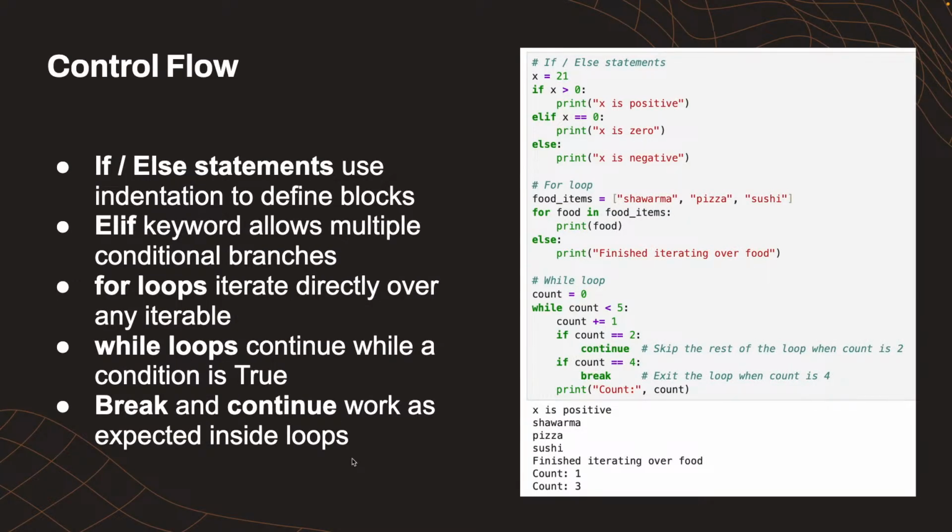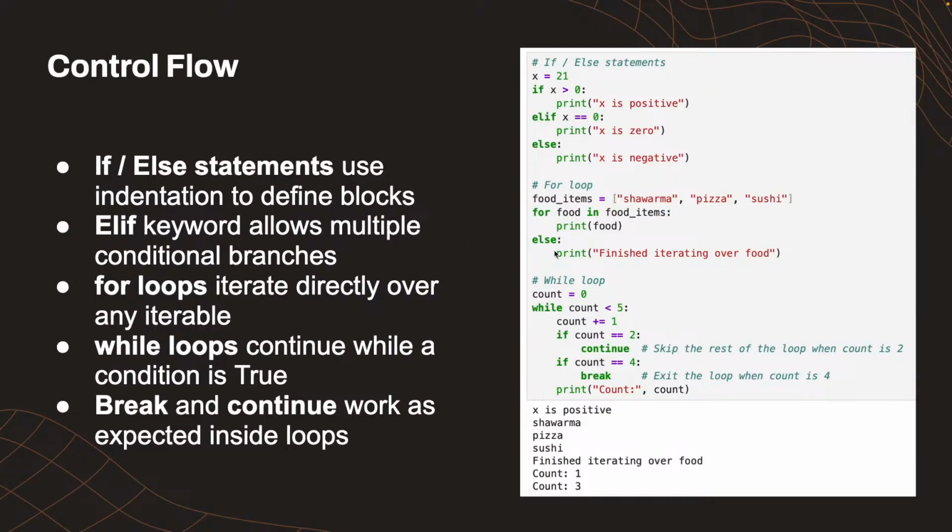So control flow: you can have if and else statements. In Python, you use indentation rather than curly brackets to define where the code blocks are. So if you want an if statement, you have an if, then the condition, then a colon, and then you indent the code that runs next. Similarly, elif in Python allows multiple condition branches. So if the first condition is not true, you can do the second one with a similar structure.